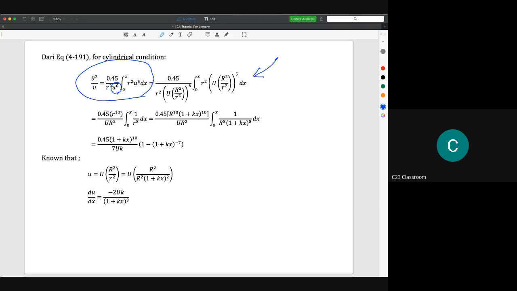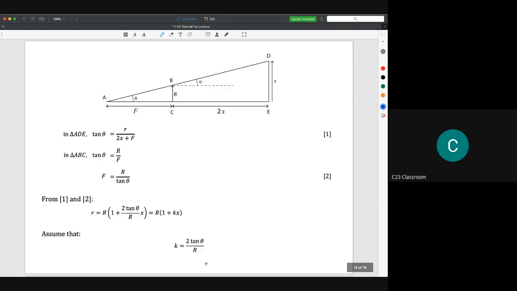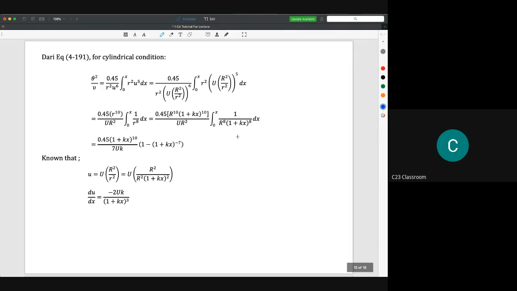We substitute the terms of velocity. So we have u to the power of 6, and then we have r squared and u to the power of 5. We substitute this one, and then we substitute the value of this term. So r is equal to capital R(1 plus kx), where k refers to this constant. We substitute this one, and then we solve the problem. How to solve this one? I think I showed it in the previous notes, the way we draw a graph.